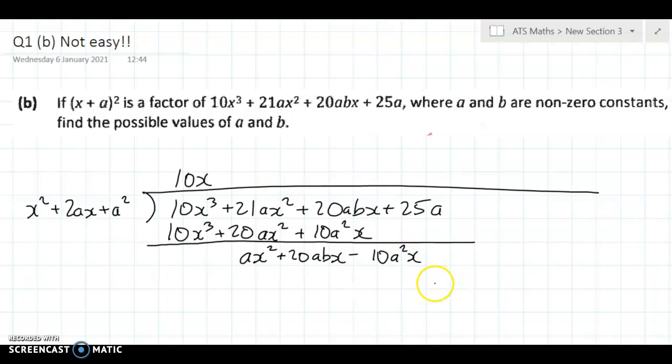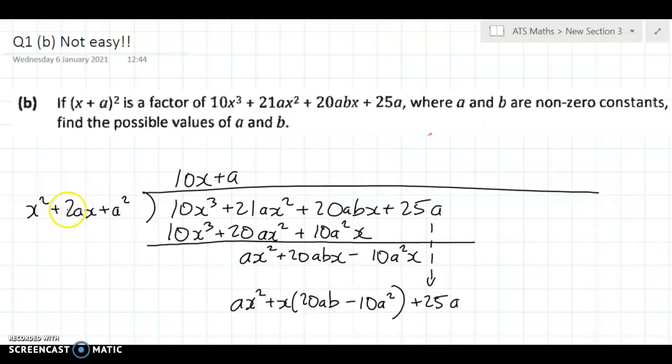So we can tidy this up now, before we go further, before we bring down the 25a. We can have a times x squared plus x times 20ab minus 10a squared. I took out the x there of both of those. Now I'm going to bring down my plus 25a.